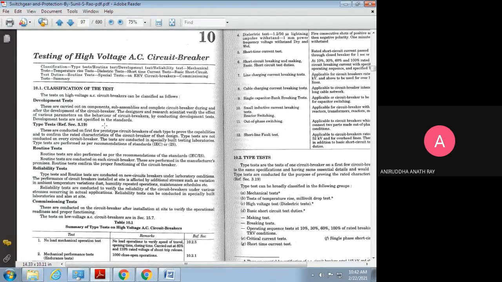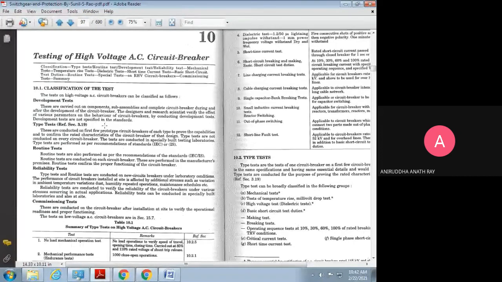Okay, means the type tests are conducted on the first few prototype circuit breakers of each type to prove the capability and to confirm the rated characteristics of the circuit breaker of the design. So type tests are not conducted on every circuit breaker. Next is routine test. The routine tests are also performed as per the recommendations of the standards. The routine tests are conducted on each circuit breaker.